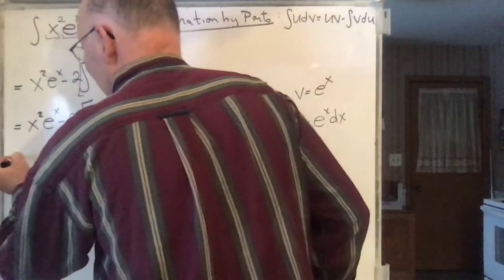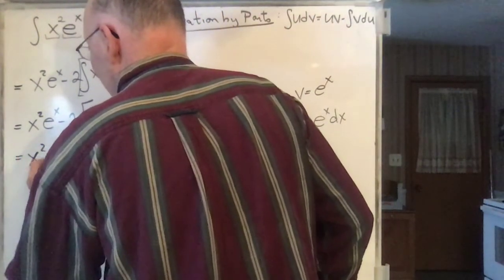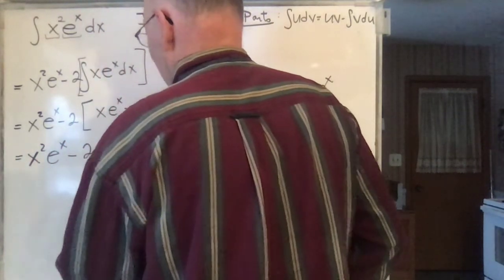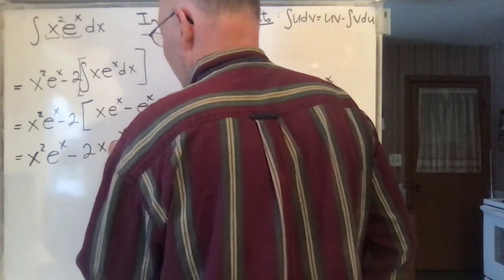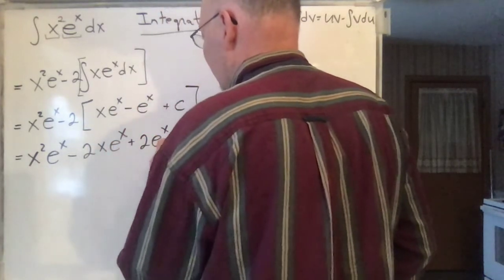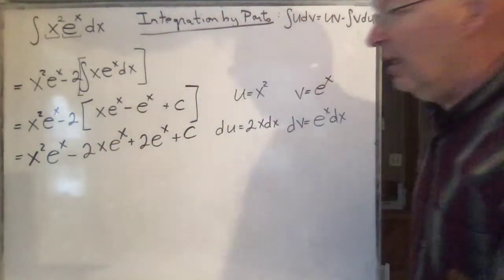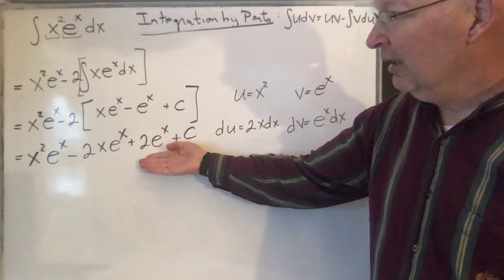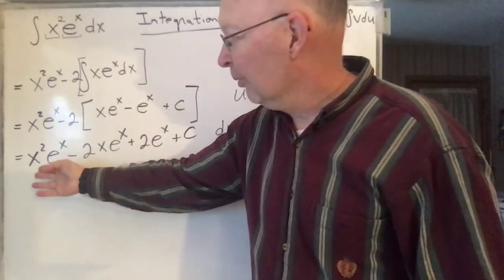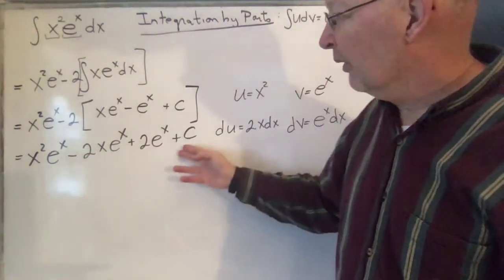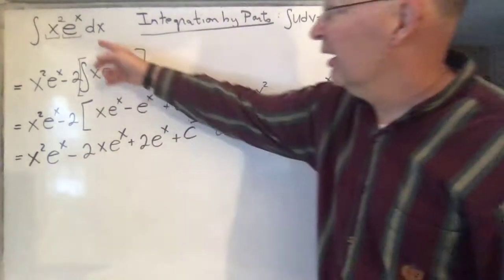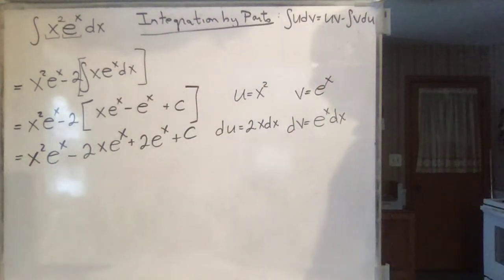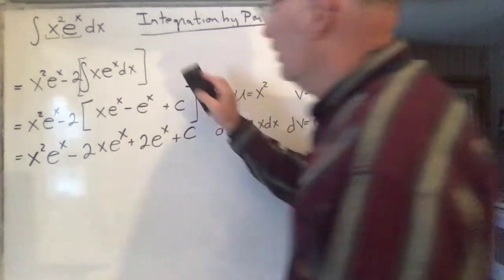Here's your final answer. x squared e to the x minus 2x e to the x. And then minus a minus is going to be plus 2 e to the x. And then finally plus c. And I'll leave it to you, the viewer, to go ahead and take the derivative of this thing. You're going to have to use a product rule there. And by the time you're all done, you should end up with that again. Okay, there you go. Let's try another one.